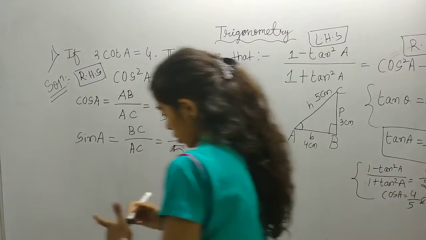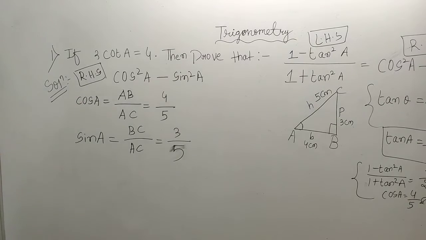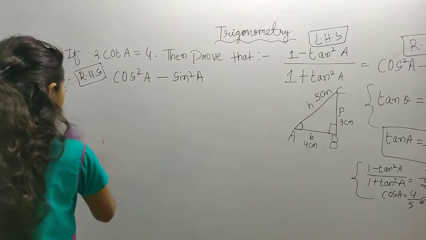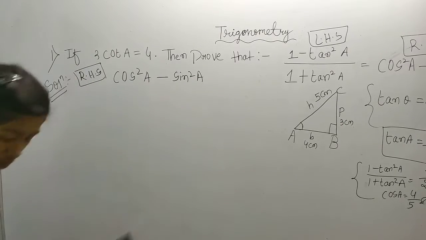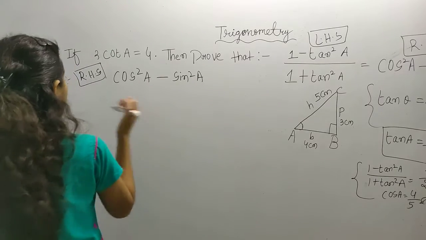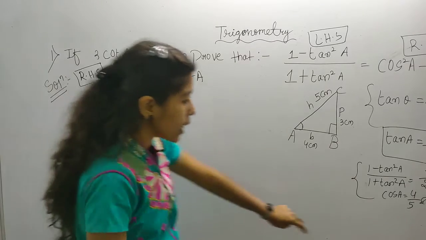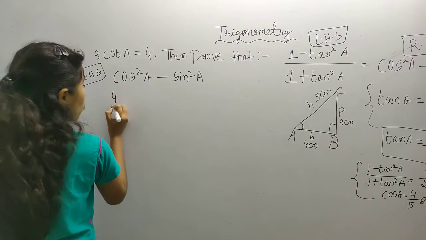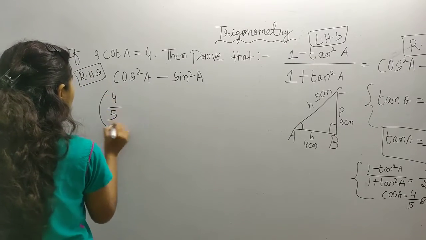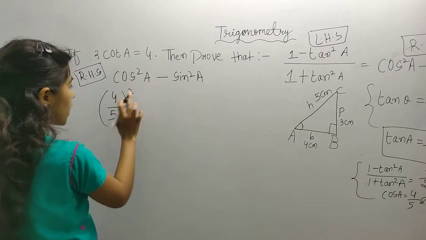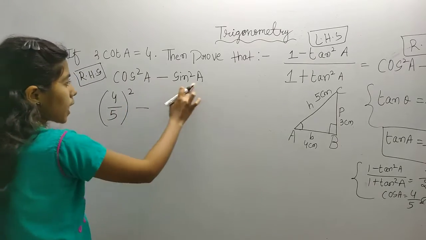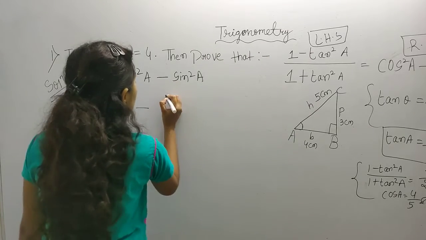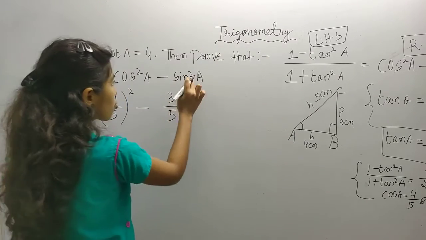Okay. So next we will find out the value now. So what is there here? Cos square A. Cos A is 4 by 5, so here cos square A is there. So 4 by 5 whole square. Minus sin square A. Sin A is what? 3 by 5. So here 3 by 5 whole square is there now.